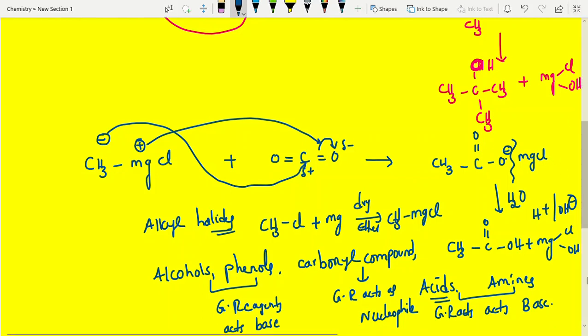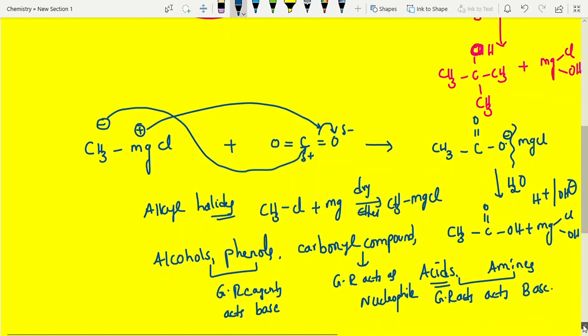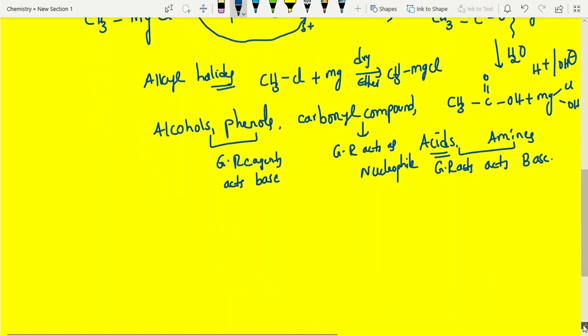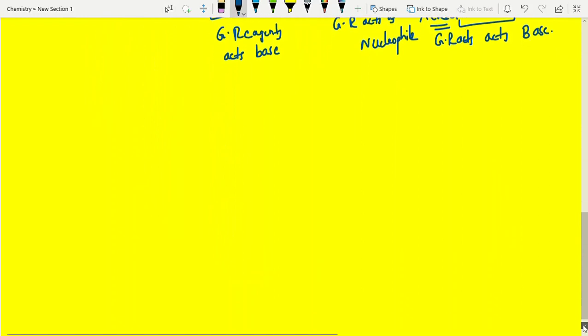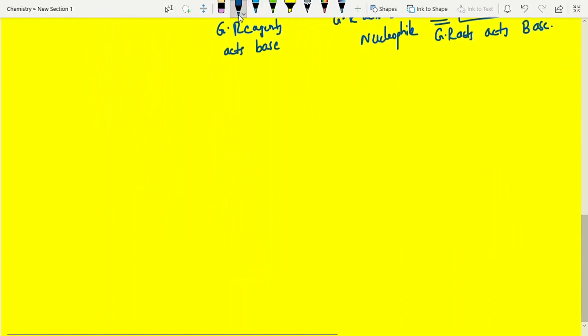Sometimes we use excess Grignard reagent. When we use 2 moles of Grignard reagent, I can show an example. If good leaving groups are there, then reversal of charge is possible.